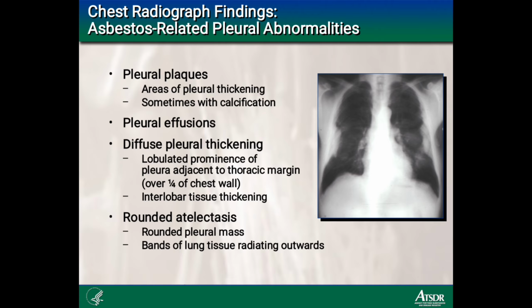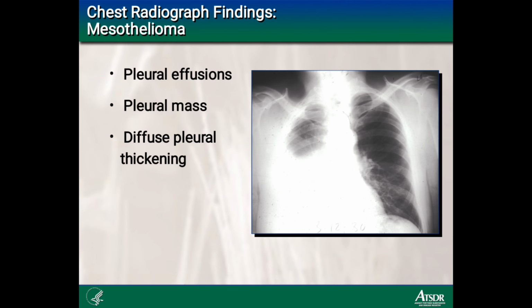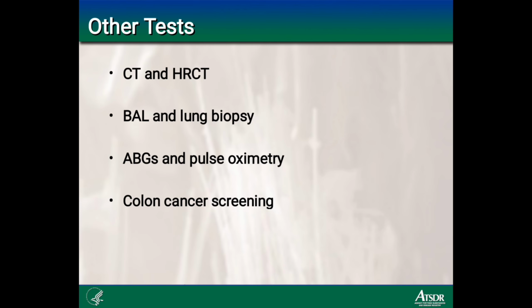On the other hand, we have rounded atelectasis, rounded pleural mass, bands of lung tissue radiating outwards. So that means the mass is growing. Same findings as those of the other lung cancer etiologies. So chest findings of mesothelioma are associated with pleural effusions, pleural mass, and diffuse pleural thickening. Some tests are performed such as CT, HRCT, BAL, lung biopsy, ABG, pulse oximetry, and colon cancer screening.